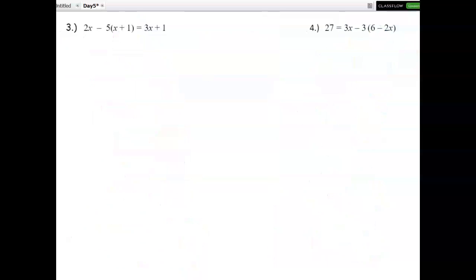Okay, moving on to number 3. We're going to remember our acronym DC-MAM. Only now here's our first example of being able to distribute. So I see I have the parentheses, so my first step would be 2x.